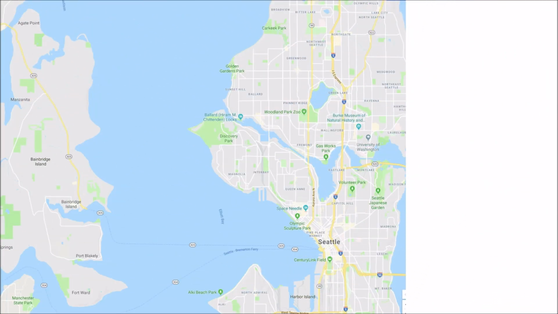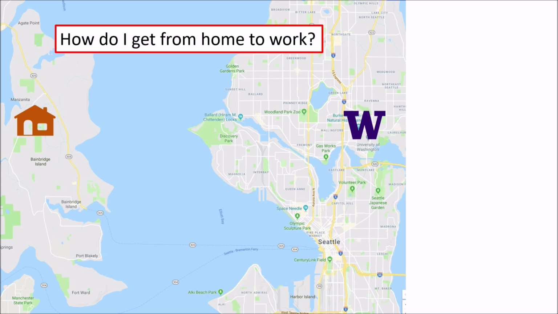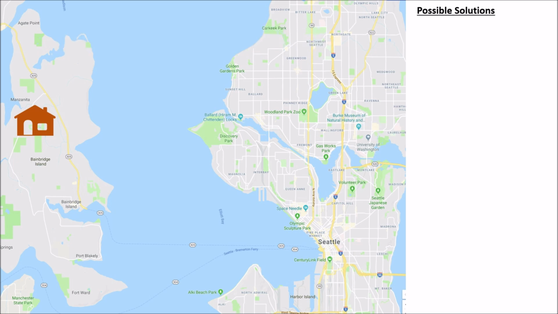To set the stage for the concept of optimization, let's talk about my daily commute. For those who don't know me, I live in the Pacific Northwest, specifically on Bainbridge Island, which is about 10 miles west of Seattle, Washington. And I work at the University of Washington, which is on the other side of this large body of water called Puget Sound. So the problem I'd like to consider now is, how can I commute from my house to my work every single day? Why don't we brainstorm some possible solutions to this problem?